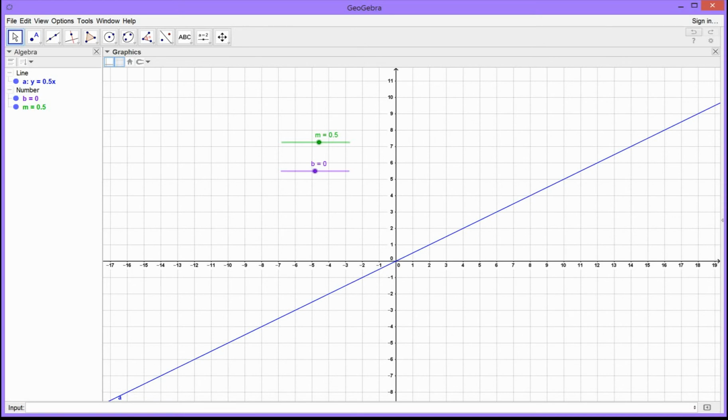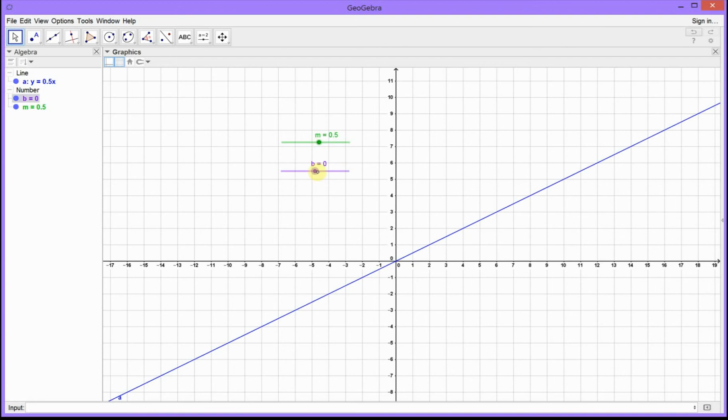In this video, we're going to look at how different values of slope change the way the line looks, as well as vertical and horizontal lines. So I've set up a line here in GeoGebra, and it has a y-intercept of 0. You can see y equals mx plus b. I have sliders for m, the slope, and b, the y-intercept.